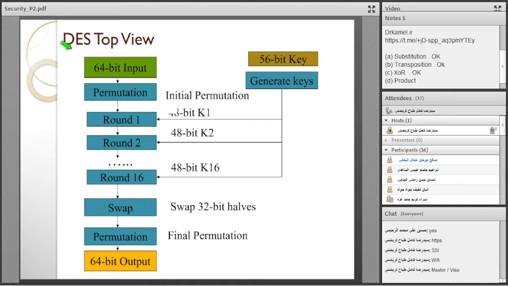But how it works is like this. You divide all of the bits into blocks of 64 bits. You use 56 bits of key and apply it on this block. How you apply it is the same as Feistel. You will see it later, and then you get 64 bits of encrypted text.